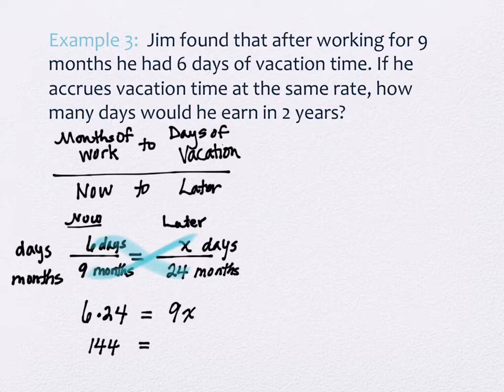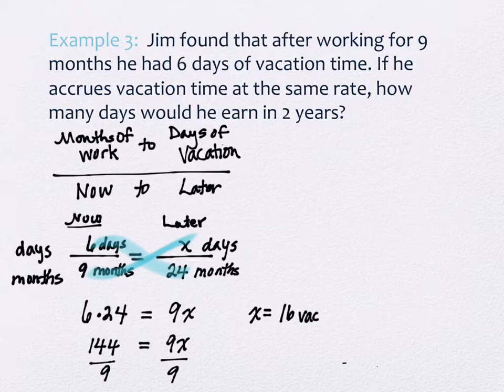144. And what would our last step be? Divide by 9. So what's 144 divided by 9? It's 16. Is that right? Yep, 16. 16 what? Vacation days.